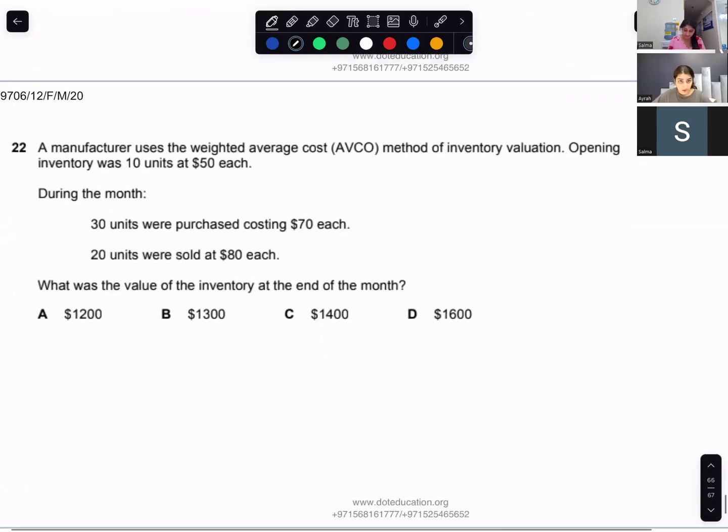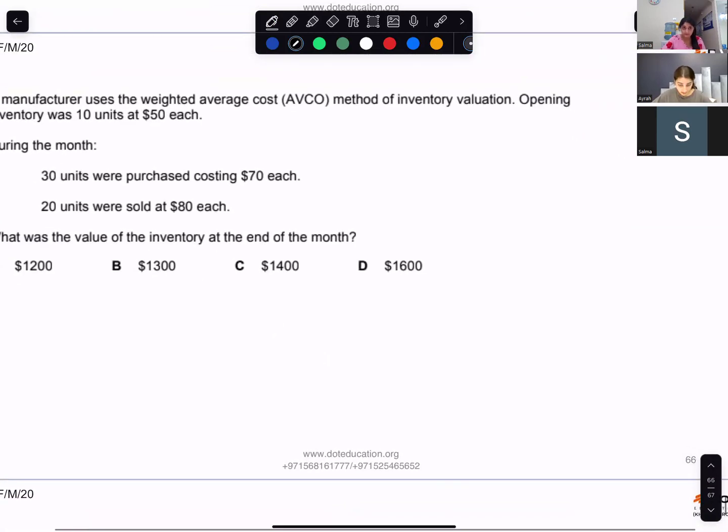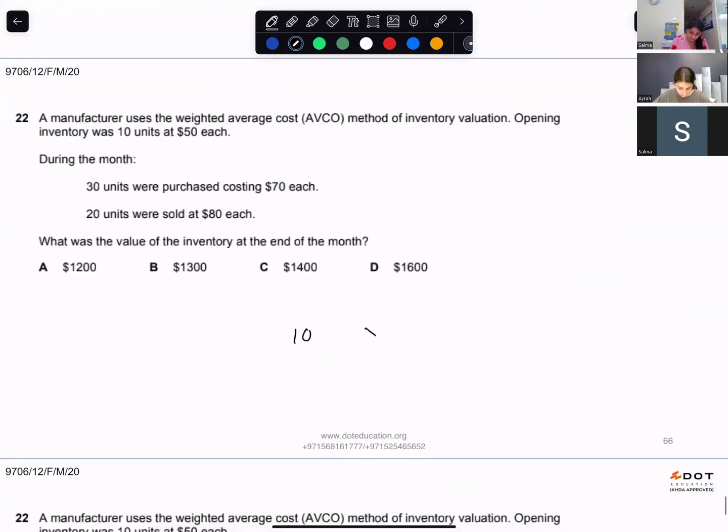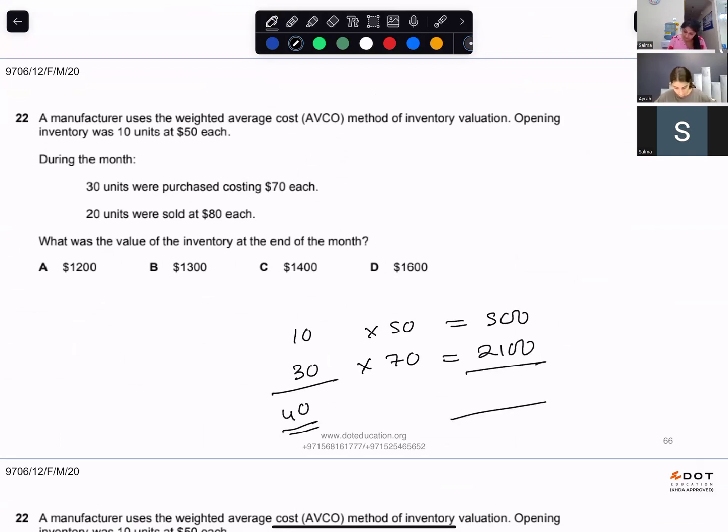Next one. What was the value of inventory at the end of the month? The manufacturer uses the AVCO method of inventory valuation. Opening inventory was 10 units at 50, 30 units were purchased costing 70, 20 units were sold at 80. So 10 into 50 is 500, 30 into 70 is 2,100. The total units are 40 and the total price is 2,600. So 2,600 divided by 40 is 65.